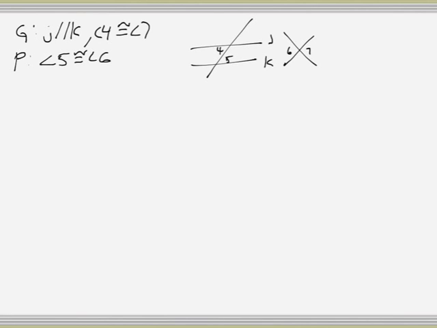Alright, so this is what we have at number 3. We know J and K are parallel. So if I like to mark my diagram, I can mark those up. And I know that 4 and 7 are the same, so I can mark those both with an arc in the diagram to show they're the same. I'm trying to prove 5 is congruent to 6. A good place to always start is our given.